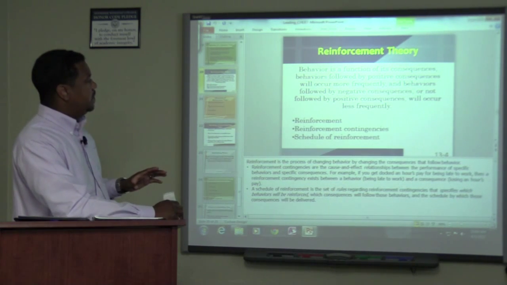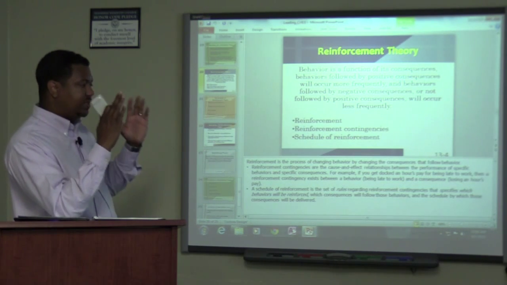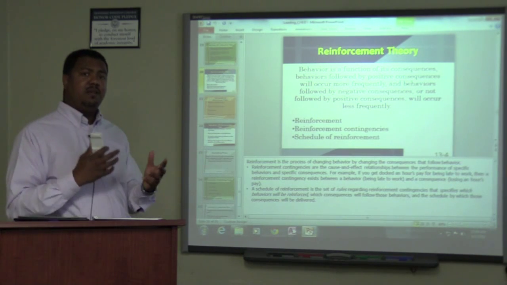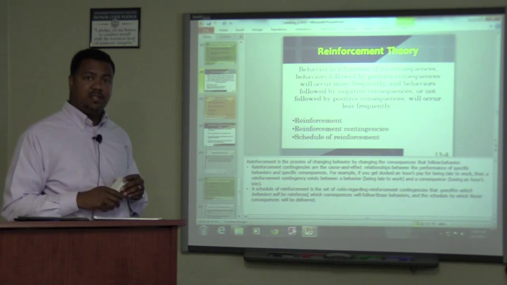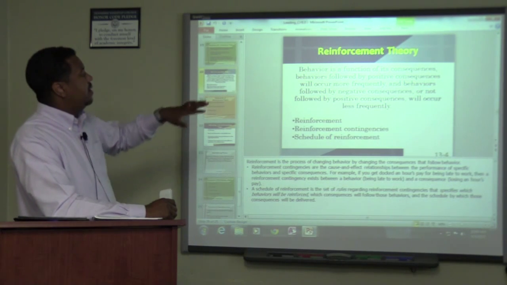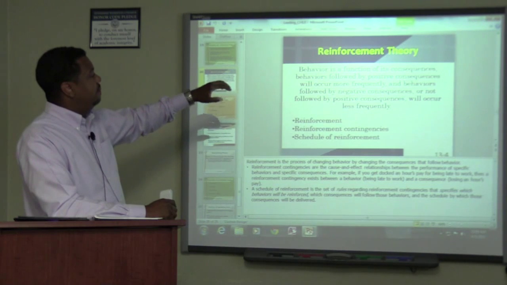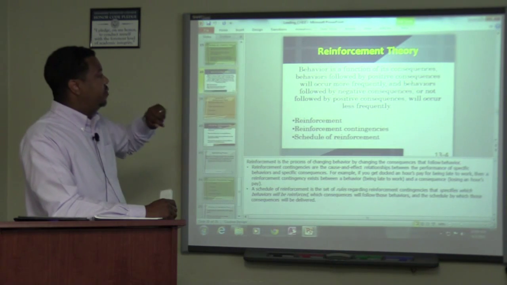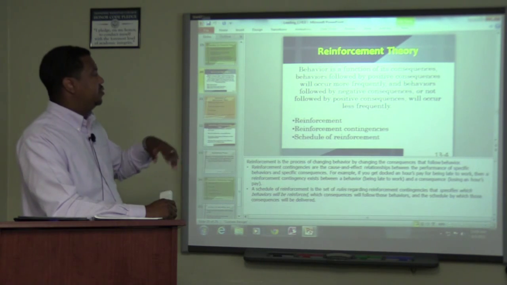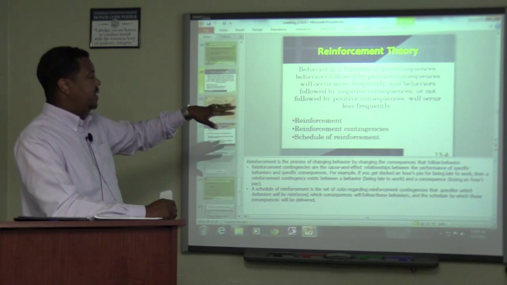Reinforcement theory, right? This concept gives us the opportunity to think about what type of behavior, skill, and processes we want the individuals in our organizations to exhibit. With reinforcement theory, we think about behavior as a function of its consequences. Behavior followed by positive consequences will occur more frequently, and behaviors followed by negative consequences, or not followed by positive consequences, will occur less frequently.